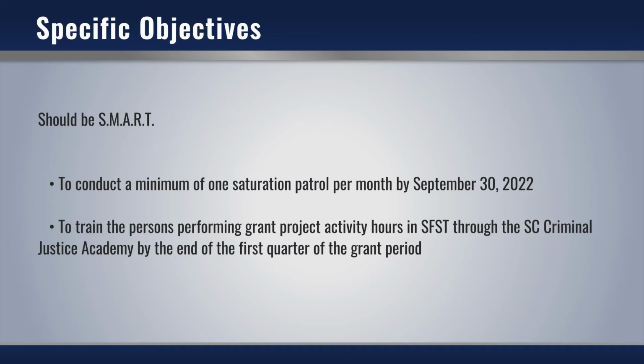For example, appropriate specific objectives would be to conduct a minimum of 1 saturation patrol per month by September 30th, 2022. To train the persons performing grant project activity hours and SFST through the South Carolina Criminal Justice Academy by the end of the first quarter of the grant period.